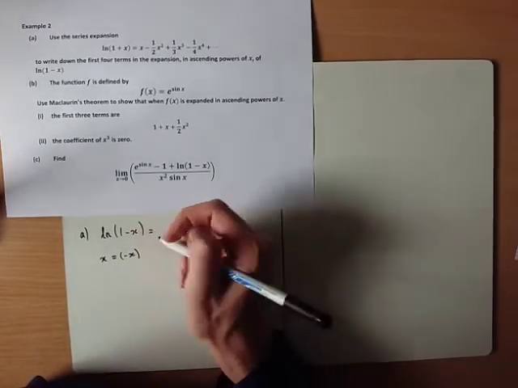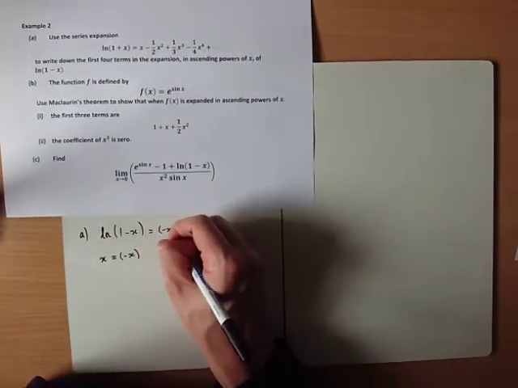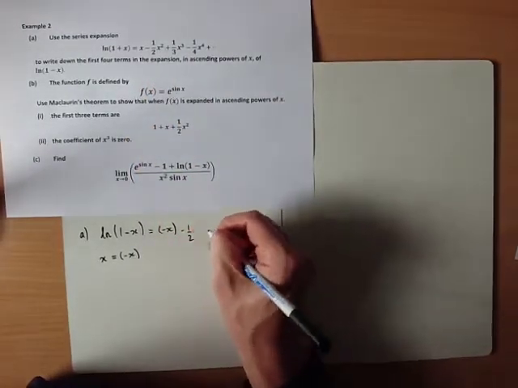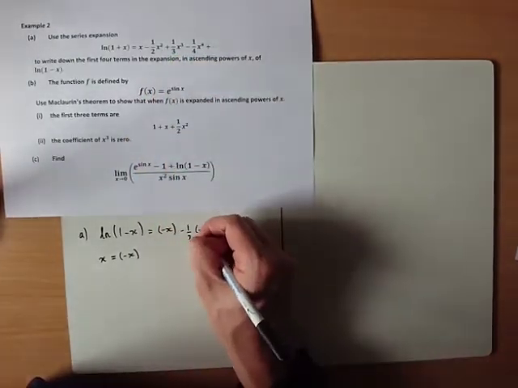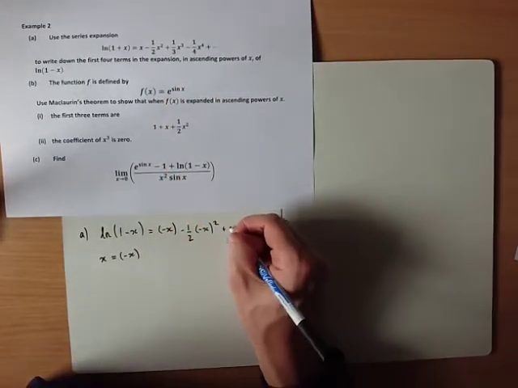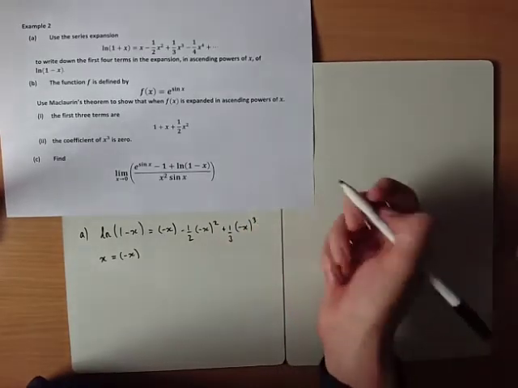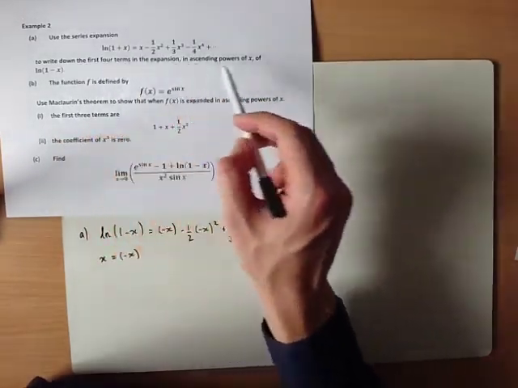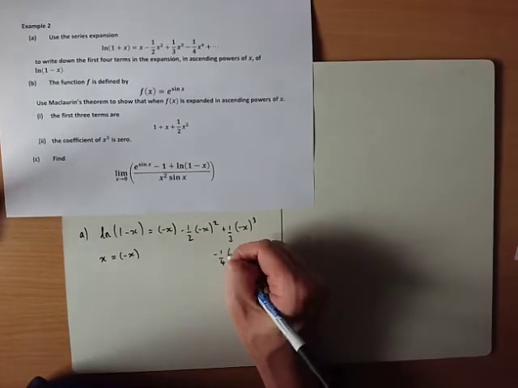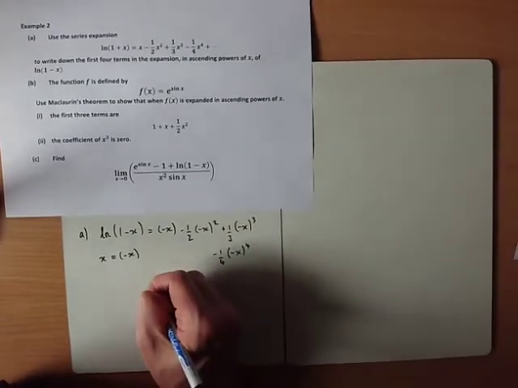Okay, so ln of 1 minus x would be x, which is clearly minus x, minus a half, x squared, which is minus x squared, plus a third, minus x cubed. How many do we need? First 4 terms. Okay, so minus a quarter, minus x to the 4. Just be really careful with your negatives.